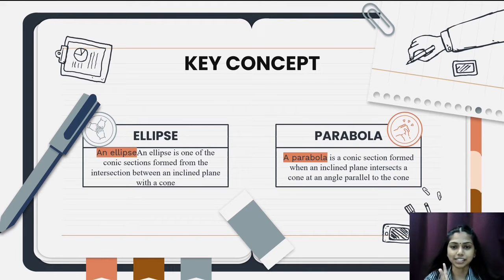Next, the key concepts. We have two key concepts. First is ellipse and second is parabola. So what is an ellipse? An ellipse is one of the conic sections formed from the intersection between an inclined plane and a cone.